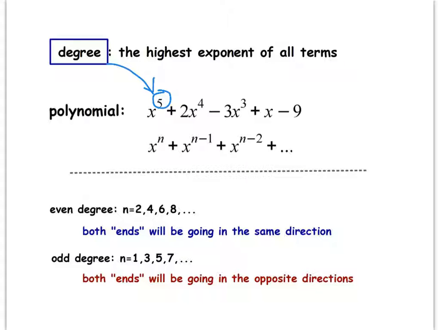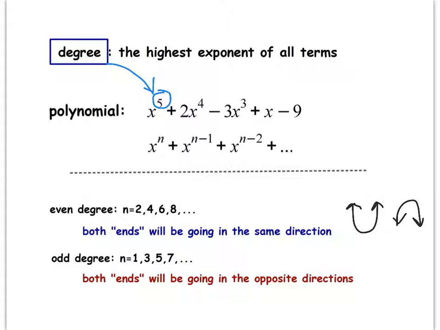Now, something interesting about degrees of polynomials: it tells us something about the graph and something about the shape of it. If the exponent is an even number, so we call that an even degree, something like the exponent of 2, 4, 6, 8, and so forth, then we know that both ends of the graph will be going in the same direction. Actually, I'll give you an example right now. Let's say it's of degree 2. That's our parabola, and notice that the ends are going in the same direction. They can either be both going up or both going down.